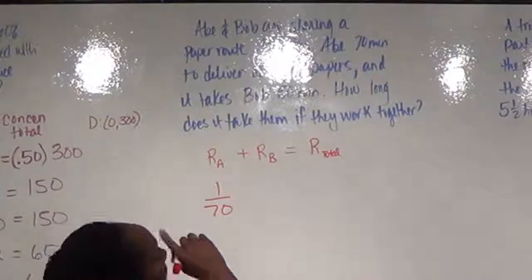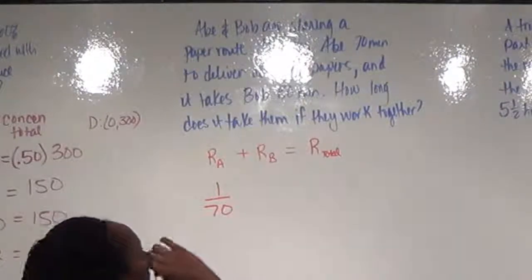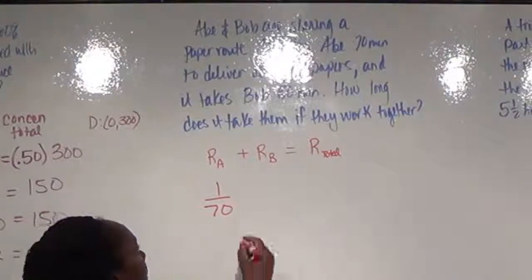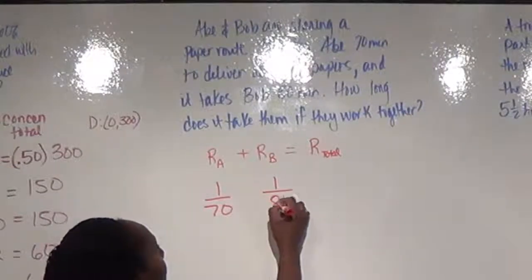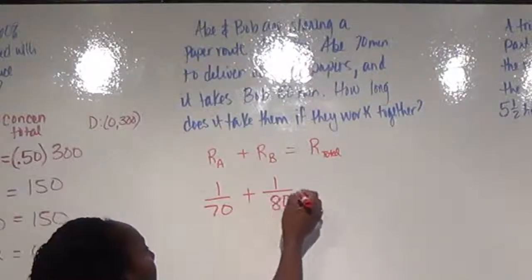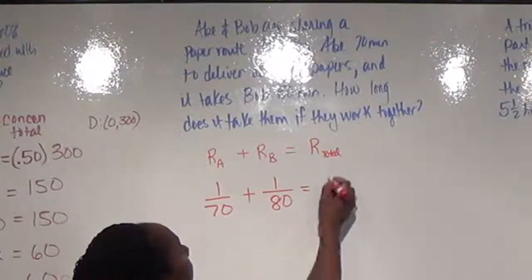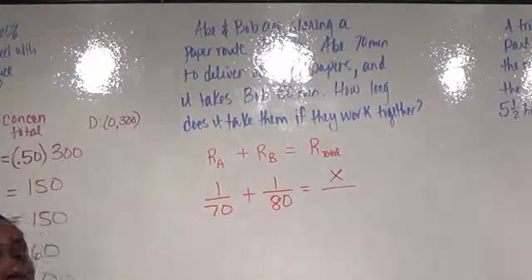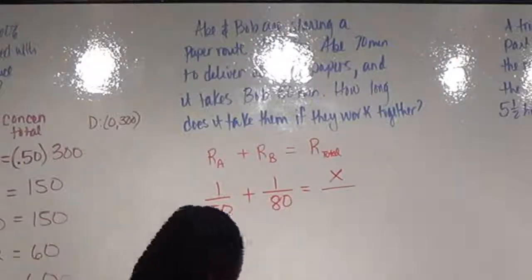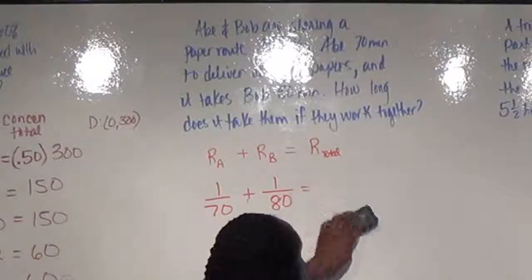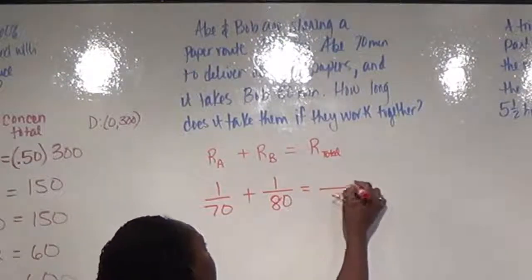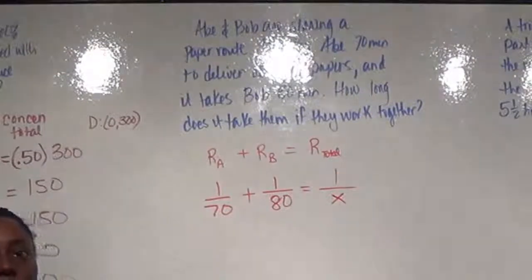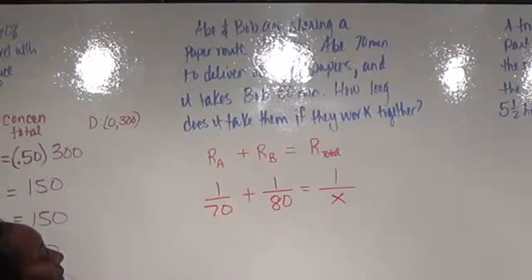Okay. And then if we look at Bob, again, he can do 100% of the job in 80 minutes. The total is, we don't know how long it's going to take them or what percentage of the job it's going to take them. I said that backwards. We don't know how long it's going to take them to do the whole job together. Okay. Alright, so there's our equation.